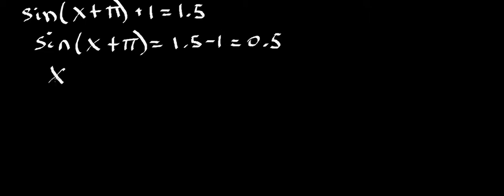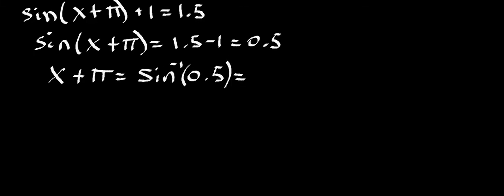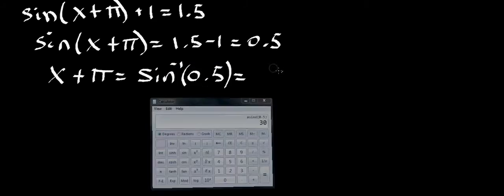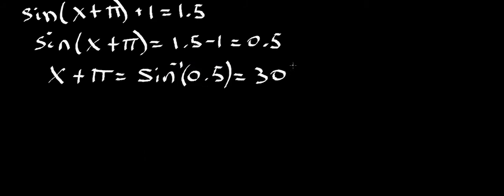Then we calculate the inverse sine. X plus pi is equal to the inverse sine of 0.5. We use the calculator to get this value. We're going to get that the inverse sine of 0.5 is 30. Okay, so I'll just write here 30 degrees. This is the value that we're going to put in our unit circle to check for extra values.